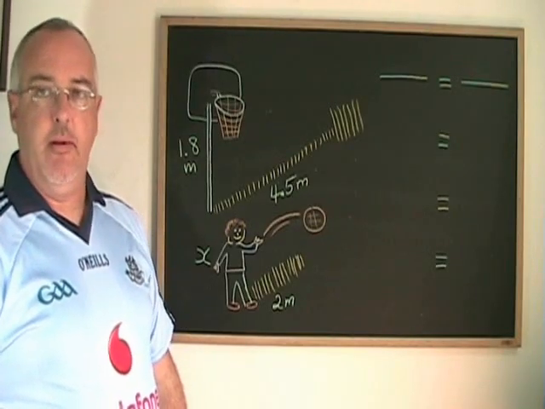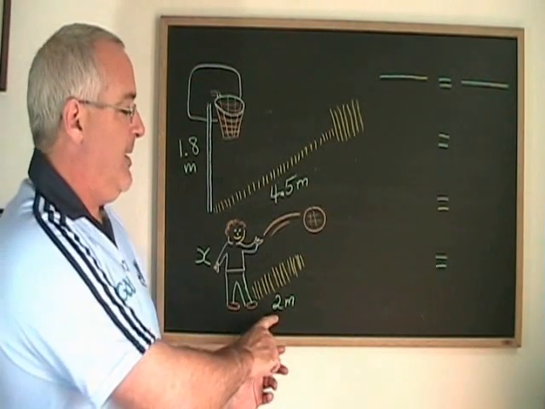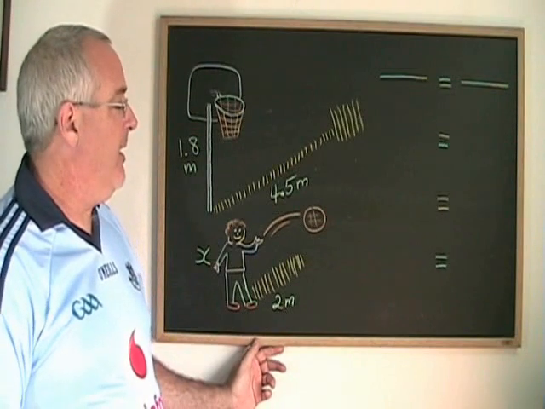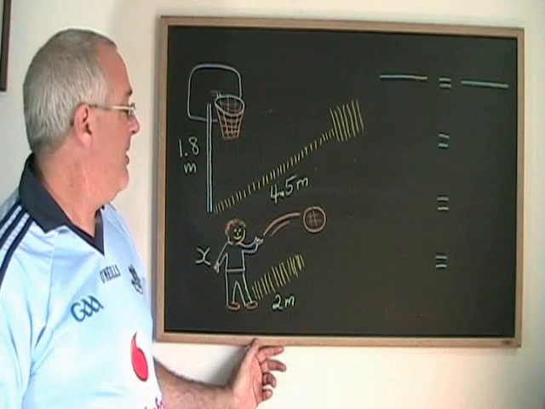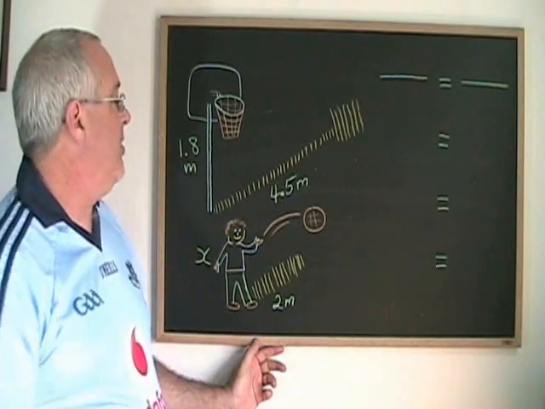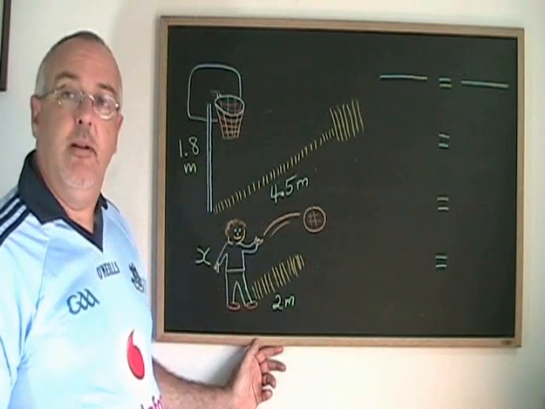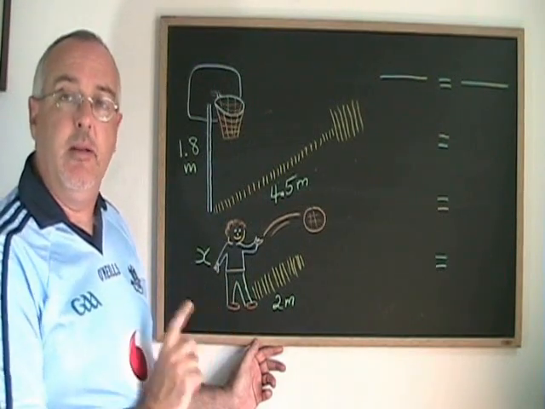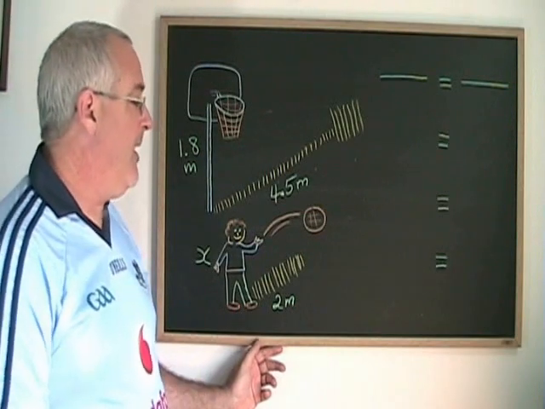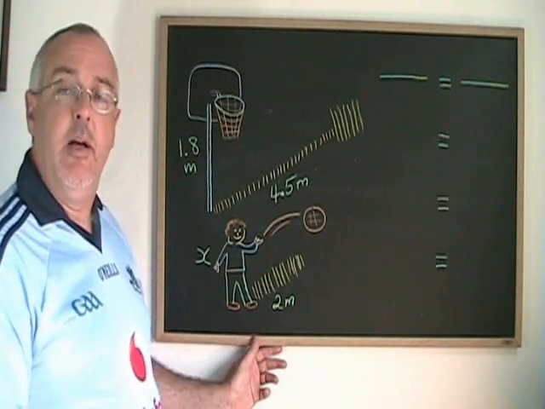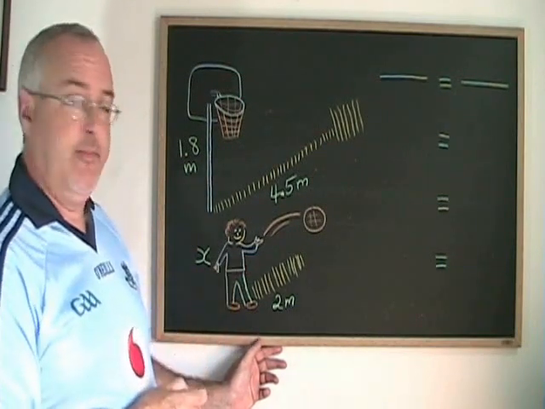Here is another example of a shadow problem. In this case, Hunter has a shadow that is 2 meters in length. The basketball hoop has a shadow of 4.5 meters in length. The basketball hoop is 1.8 meters tall. But we're having trouble finding out how tall Hunter is because he won't stay still long enough for us to measure him. We did succeed in measuring his shadow, so we have enough information to build this direct proportion.